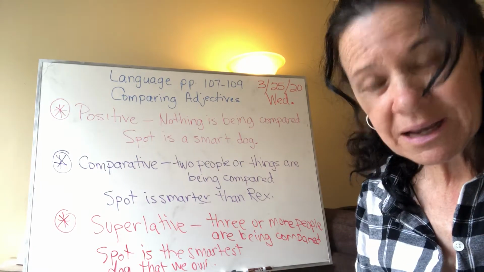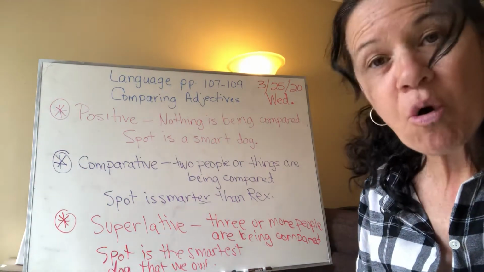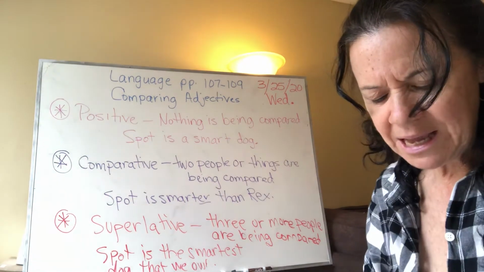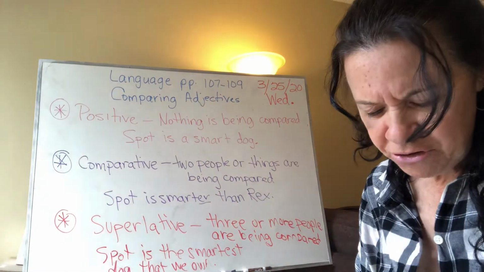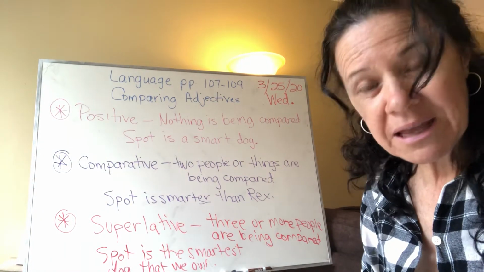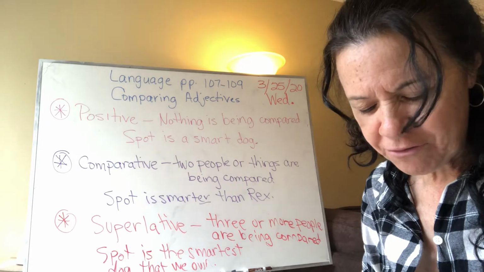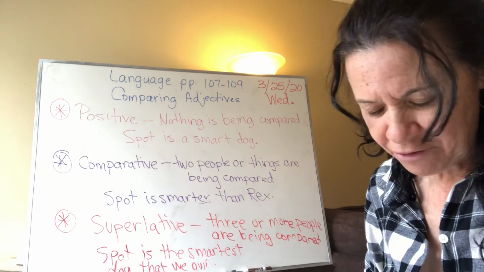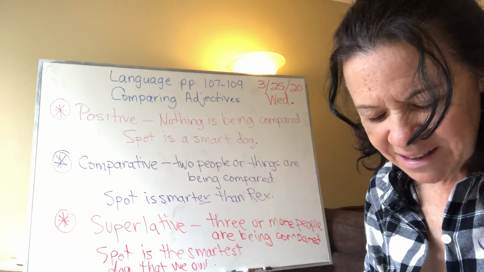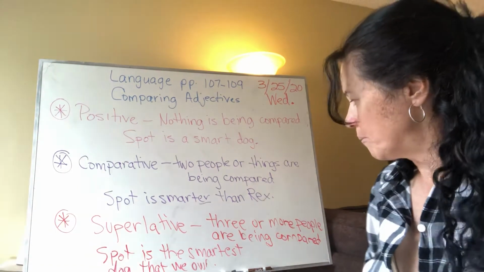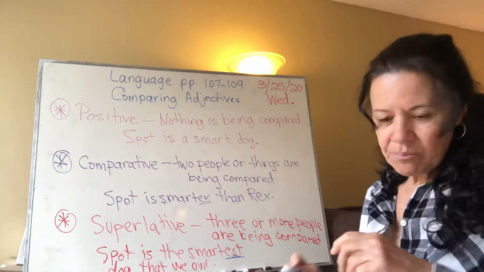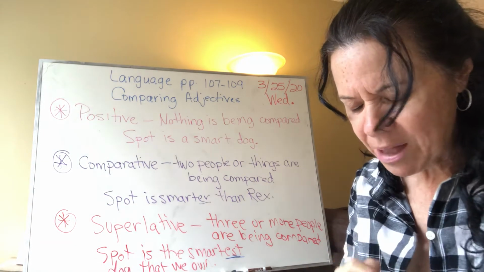Then the last one, in the superlative degree, three or more people or things are being compared. To form the ending, add EST to the end of a one-syllable adjective. Use most or least before an adjective of two or more syllables. We're going to talk more about that in the future. So in the superlative, Spot is the smartest dog that we own. Smartest, you add the EST. So, look at the picture. You have Spot.